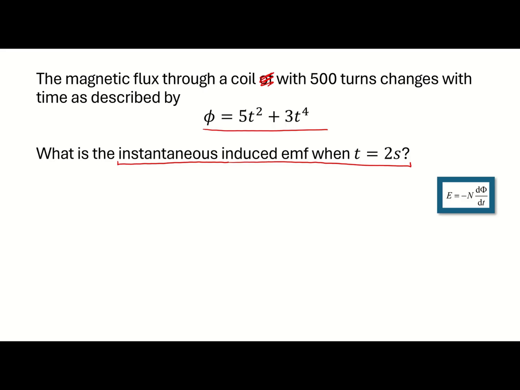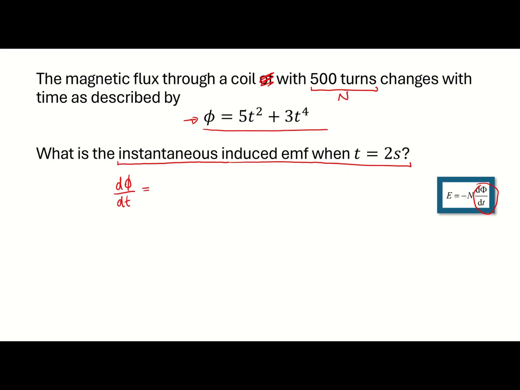Well, here, that's what we need to know. Let's see from the question what we know. We know n is 500, and we have an expression for phi, that magnetic flux. But we need d phi dt. So actually, we need to know how quickly the flux is changing with time. So we need to differentiate. So let's find out a general expression for d phi dt by differentiating.